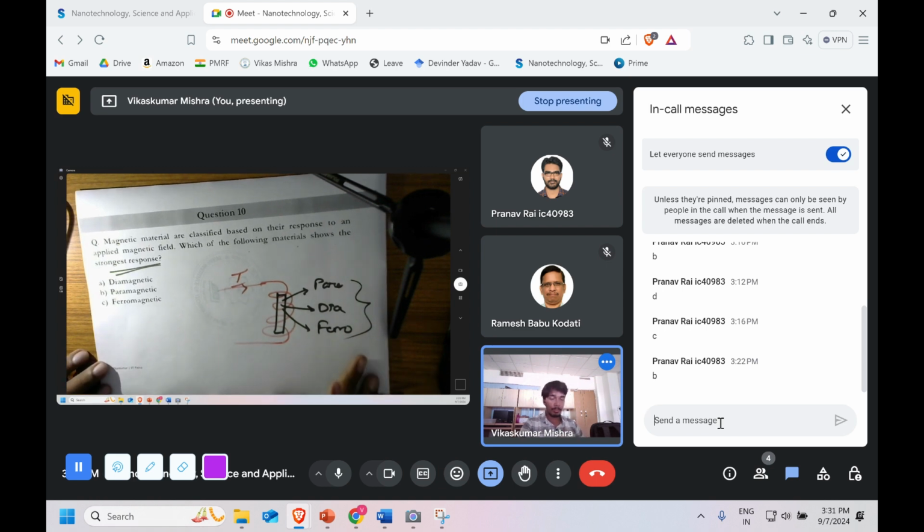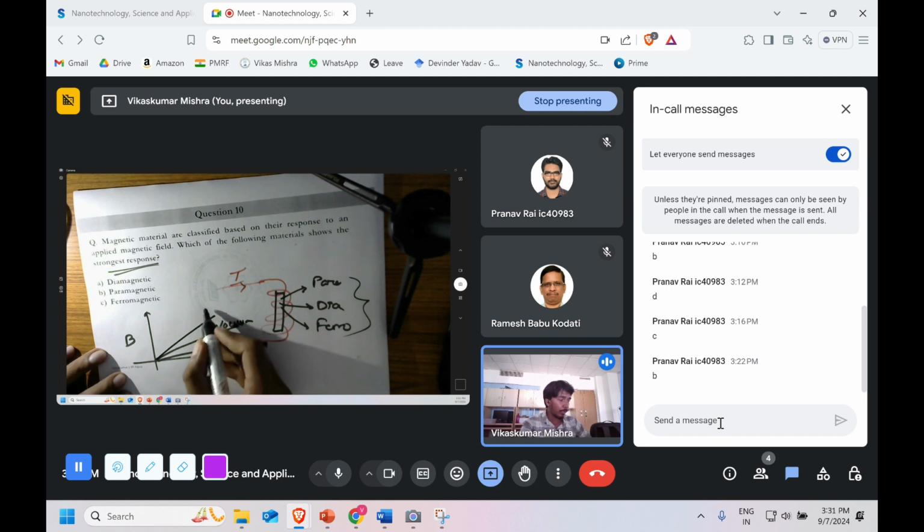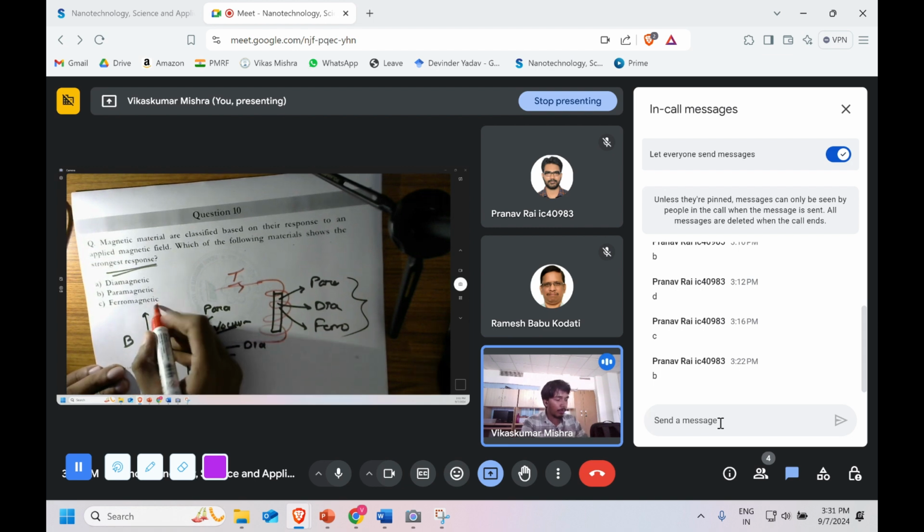We have learned this better in the class that if H is the applied field, magnetic field strength, and we are getting B, magnetic field over here, then if this is the response in the vacuum, below that will be the response of the diamagnetic material. Just above it will be the para, and the highest, going very steeply, will be the ferromagnetic.